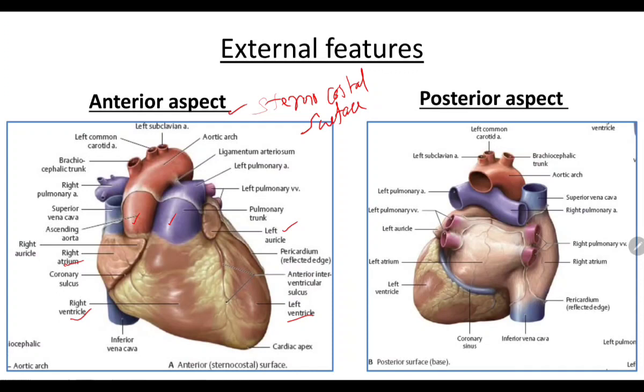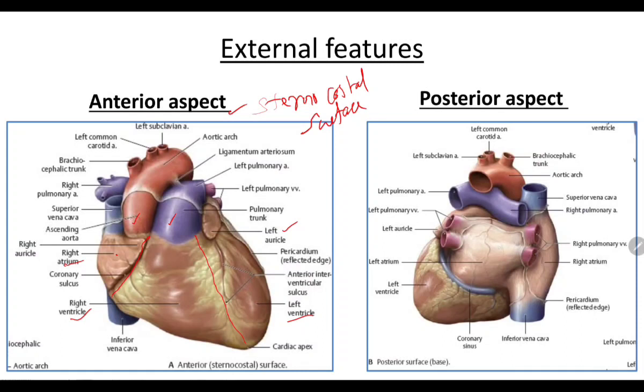Then what are the other structures visible on the sternocostal surface? There is a sulcus over here, that is known as the anterior atrioventricular sulcus, and here we have the anterior interventricular sulcus. The other structures visible on the sternocostal surface, I already told you about these great vessels.